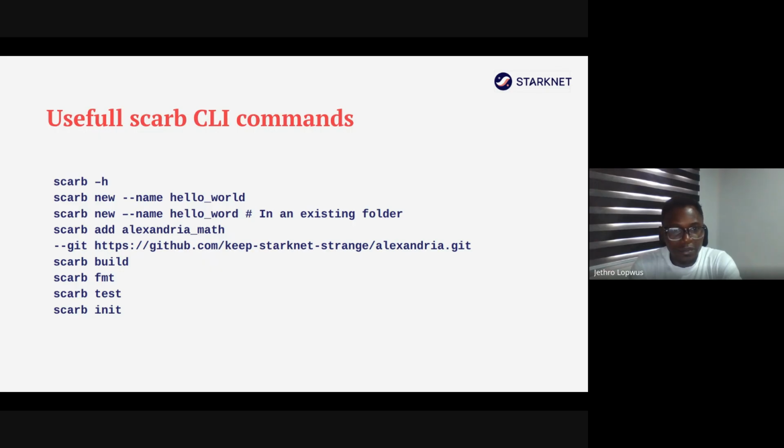And then we have scarb add. This helps you add another dependency or another package. If you want to add a dependency, you do scarb add, just like when you do npm or yarn add followed by whatever package dependency you want to add. So if you want to add this particular dependency, it is Alexandria_math. It's a package, it's a dependency. So you do scarb add and then you add it.